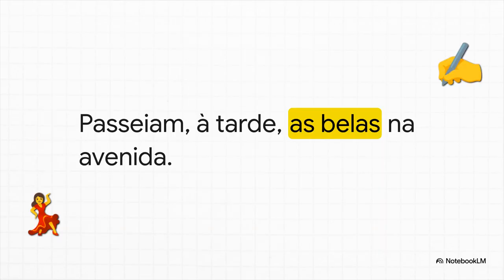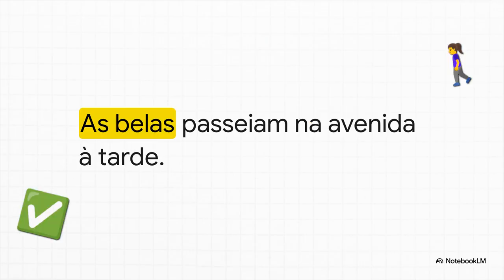For instance, listen to this famous line. Literally translated, it's something like, "Stroll in the afternoon, the beautiful ones on the avenue." The word order feels a little odd, maybe, but it's also got a real musical quality to it, doesn't it? Now let's unscramble it into the normal order. The beautiful ones stroll on the avenue in the afternoon. See the difference? The normal version is fine. It tells you what's happening. But that first, inverted version, that's poetry. That's style. The scrambled order elevates the whole idea.